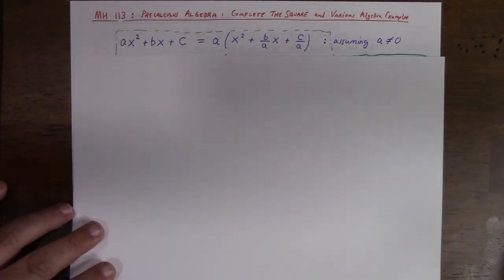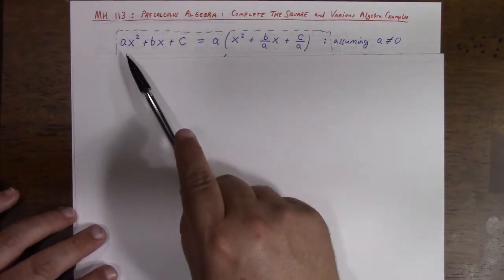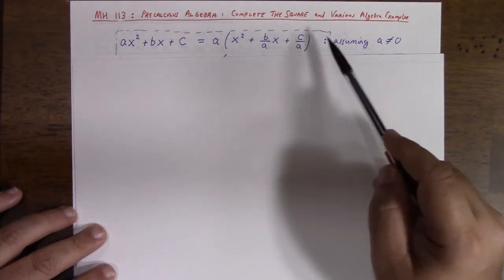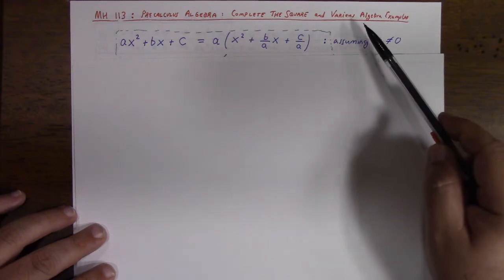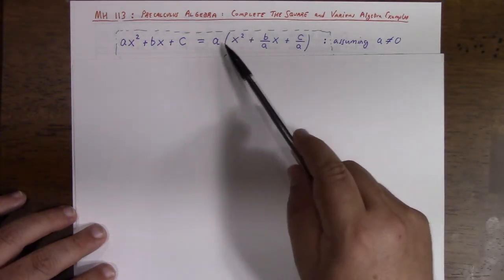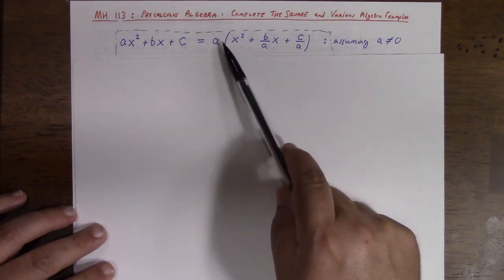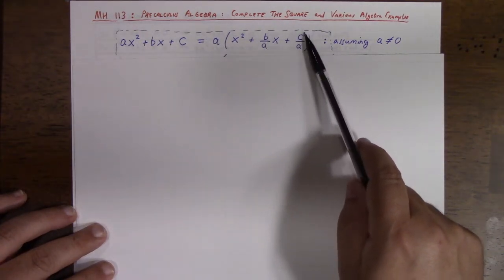So the quadratic expression has the form ax squared plus bx plus c, where a is some non-zero constant, right? So I want to walk through how we can complete the square on an arbitrary quadratic. Here's how it goes. So first of all, we can factor a out. You just have to divide by a and divide by a here, right?